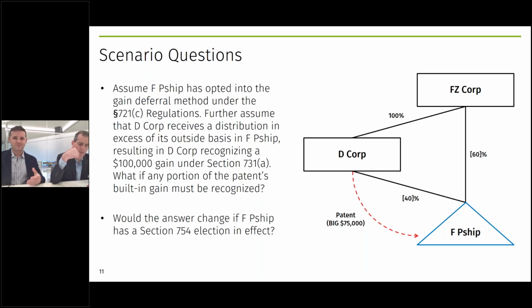So now we've gone into 721C gain deferral. I think I'm going to pass it back to Mitch for this part.